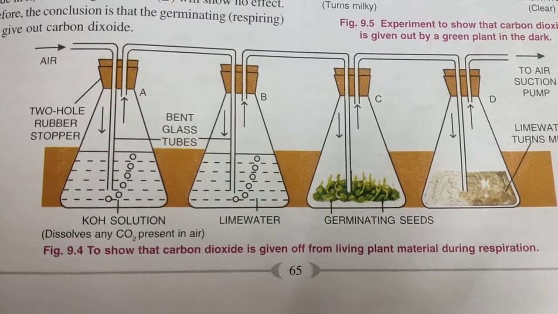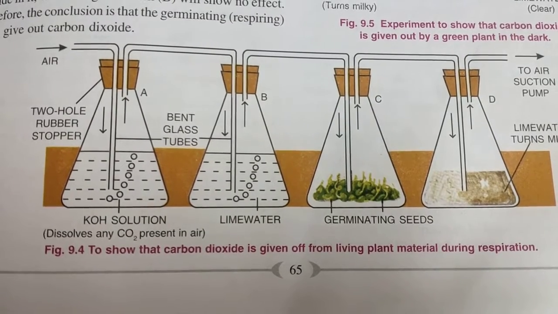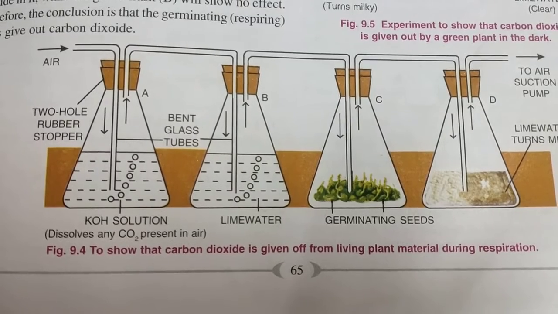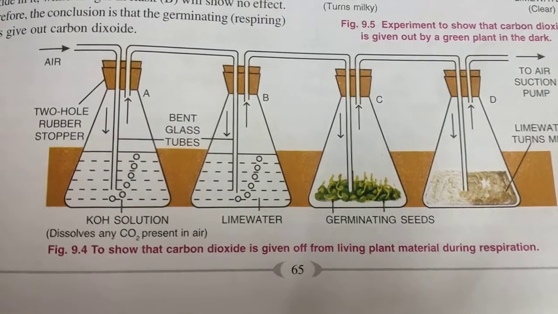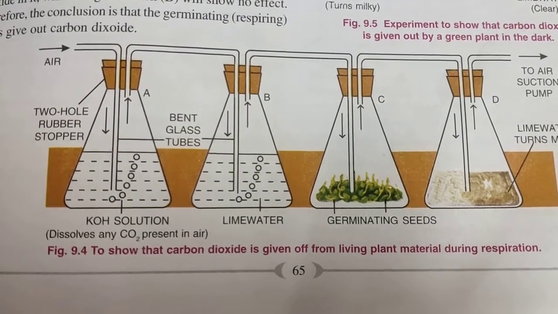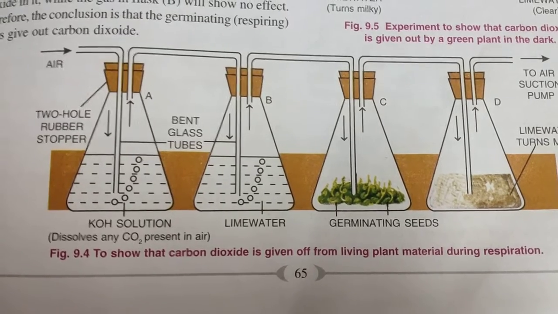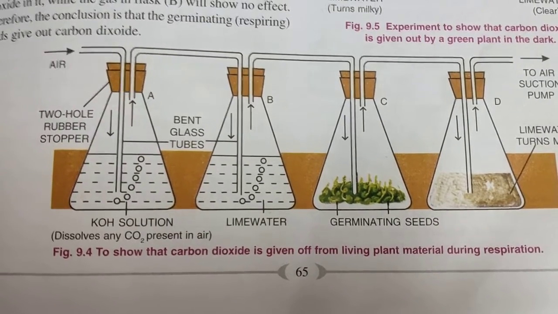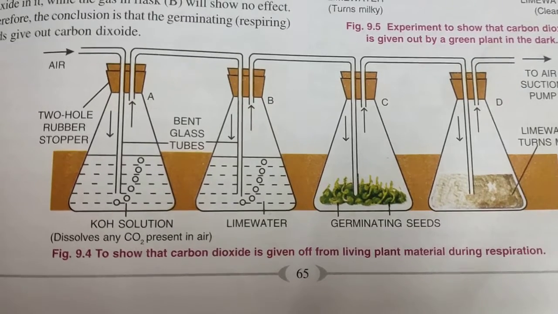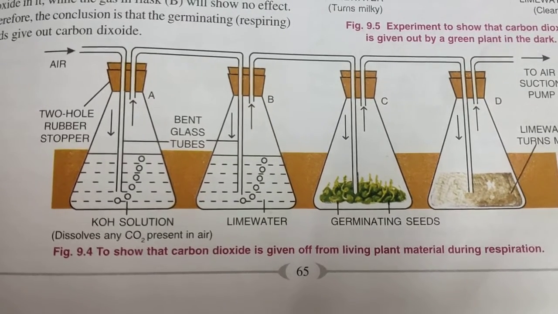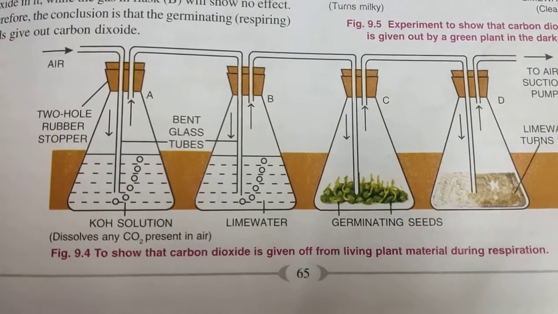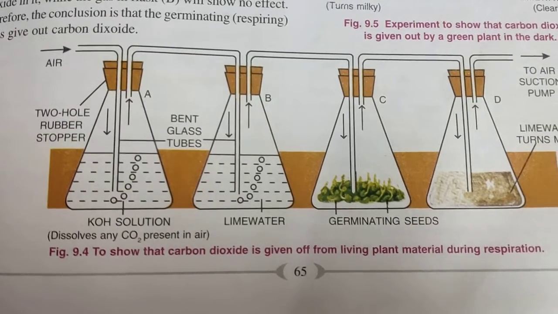The clear lime water in flask B confirms that the air entering flask C is CO2 free, because if any CO2 is there, it is dissolving again in the lime water. If any CO2 is present after passing A, then the lime water is turning milky. So that means again CO2 is dissolved. So the air which is going to C is absolutely CO2 free.